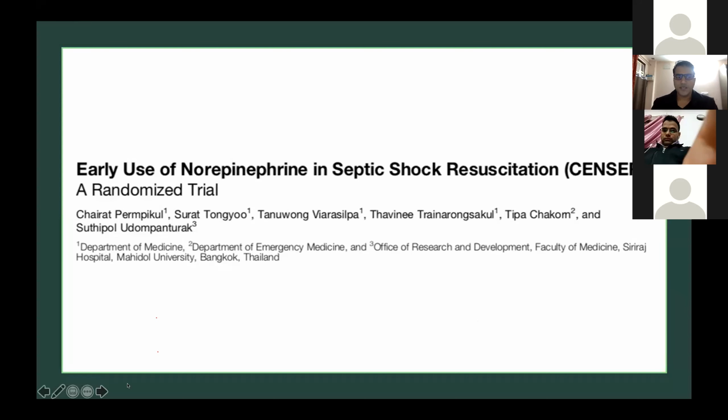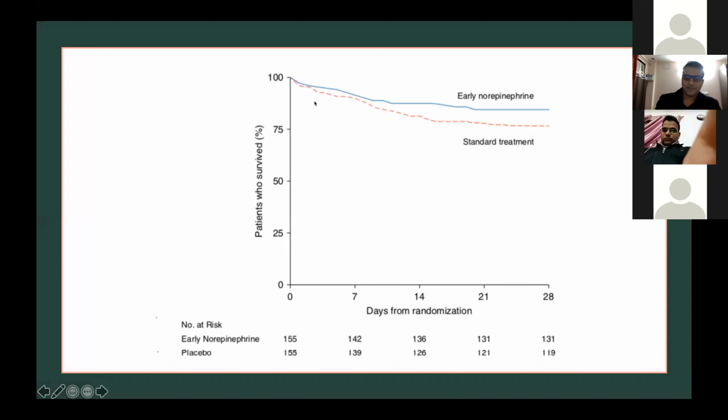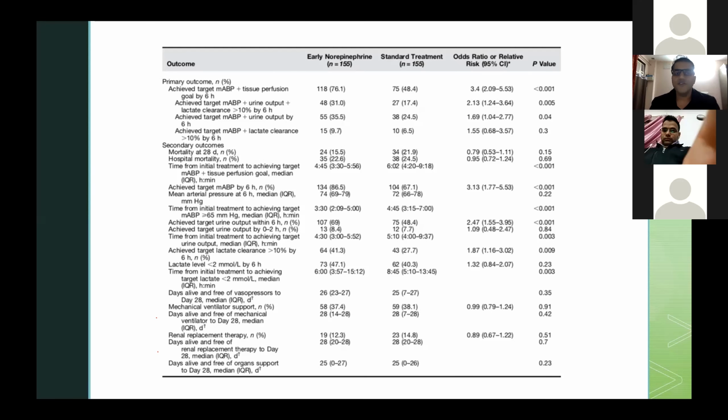So this was a study done in a Bangkok-based tertiary care hospital. That is the CENSER study. In that, they found that the resolution of shock was pretty better in the patient subgroup in whom early vasopressor, that is early norepinephrine, was used. If we see here, the standard treatment and the early vasopressor treatment, the achievement of control of blood pressure and tissue perfusion was far better in the early vasopressor group as compared to the standard treatment group.